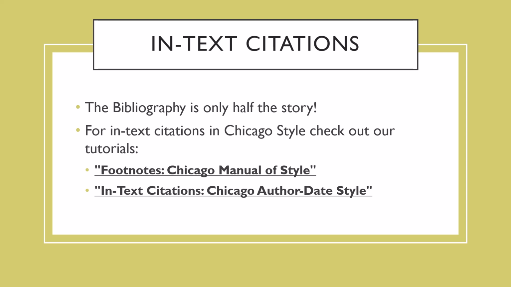Why do you need both these elements? Well, the bibliographic citation helps your reader know what article you got the information from, but doesn't tell the reader what part of your work was taken from that work, nor does it tell the reader where in the article you cited you got that idea or quote. To learn more about in-text citations, check out our tutorials, Footnotes, Chicago Manual of Style, or In-Text Citations, Chicago Author Date Style.